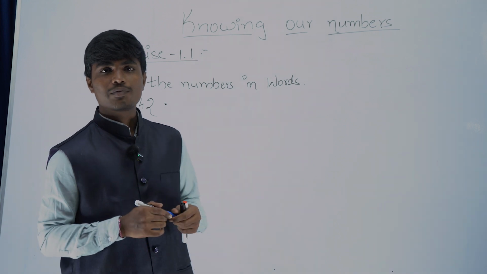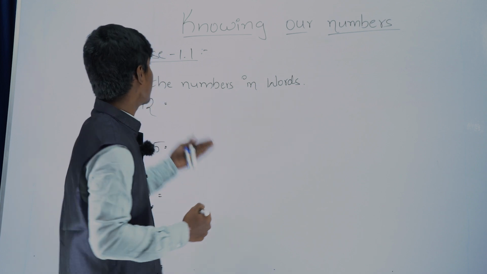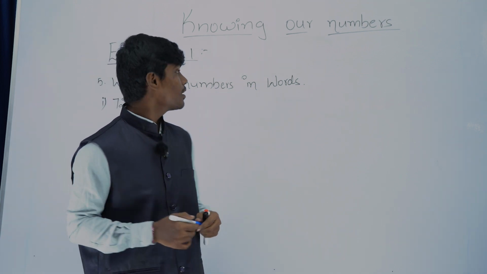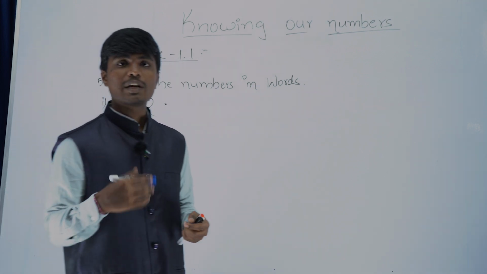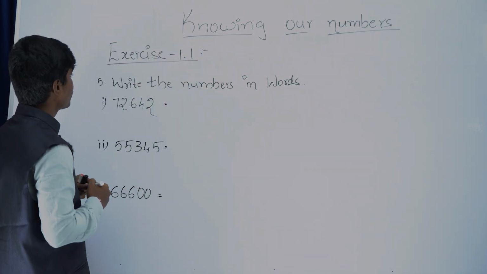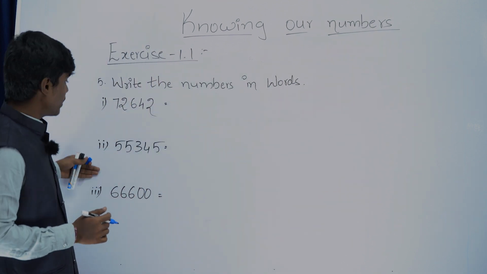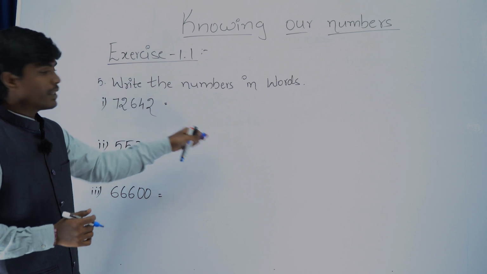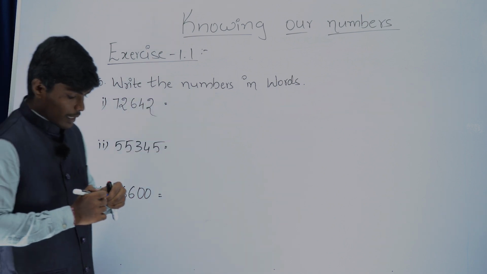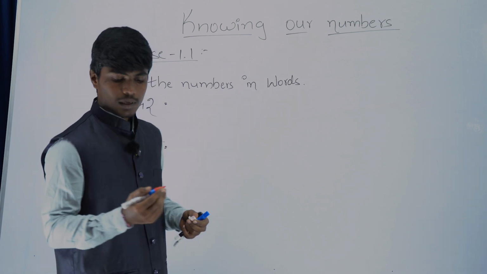In the previous class, we discussed how to compare numbers and solved some problems of exercise 1.1. In this class, we are going to solve the remaining problems. Exercise 1.1, fifth problem: write the numbers in words. Here he gave some numbers and wants us to write them in words. We have already discussed the place values of each number. Let's see what they are.